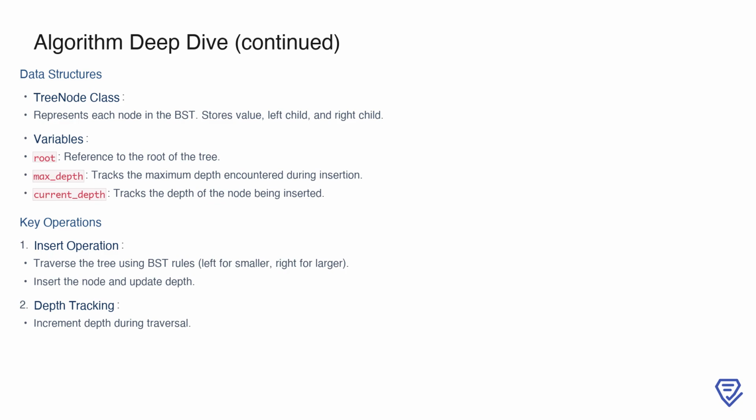To implement this algorithm, we use two primary data structures, the TreeNode class and a few supporting variables. The TreeNode class represents each node in the BST and contains fields for the node's value, left child and right child. The root variable serves as a reference to the tree's root node, while max_depth keeps track of the maximum depth encountered during the insertion process. Another variable, current_depth, is used to monitor the depth of each node as it is being inserted. The key operations include the insert operation, where we traverse the tree using the BST rules to find the correct position for the new node. Once the node is inserted, we update the depth dynamically. This depth tracking mechanism allows us to efficiently calculate the maximum depth during the tree construction process.